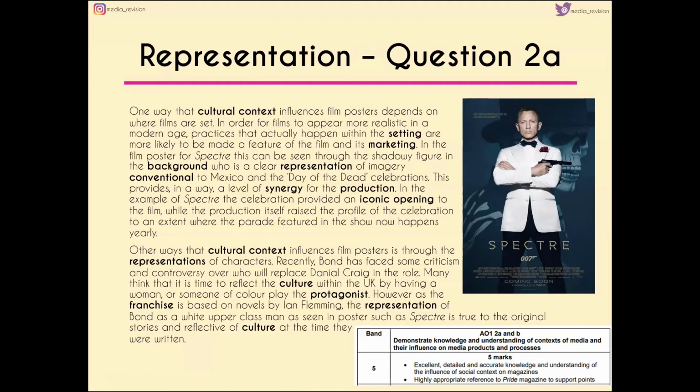As you can see in this answer, I've gone really broad and I've only used Spectre to back up the points that I'm saying. And that's the best way of hitting those 2 points, giving that excellent, detailed, accurate knowledge of the context that's influencing the product, and making highly appropriate references to the product to support your points.